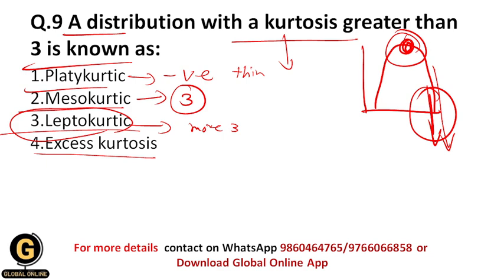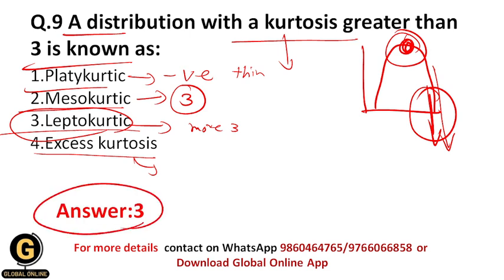And whenever there is excess kurtosis, the tailedness of the distribution is relatable to the normal distribution. And again the mesokurtic distribution is very relatable to the normal distribution. That's why your correct answer for this question should be 3, leptokurtic, because here the kurtosis has a value greater than 3, that is more than 3. That's why your correct answer should be 3.